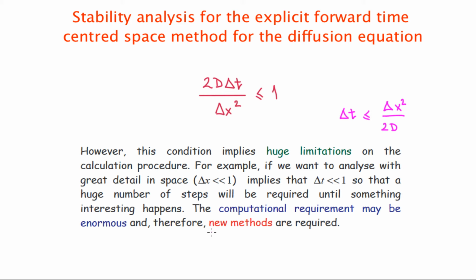Therefore, that indicates that new methods are probably required. Methods more flexible on the stability criteria are required in order to analyze that, probably because they are more efficient. This one, even though it's stable, is not really efficient, especially as we have seen here, if we have to analyze with great detail in space.